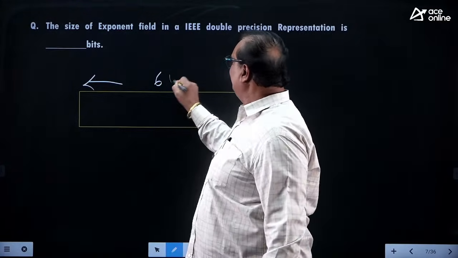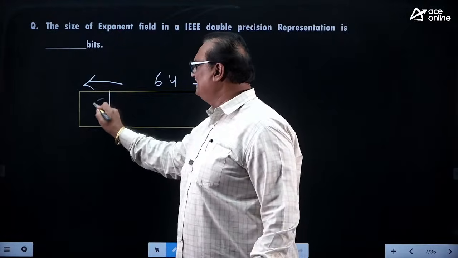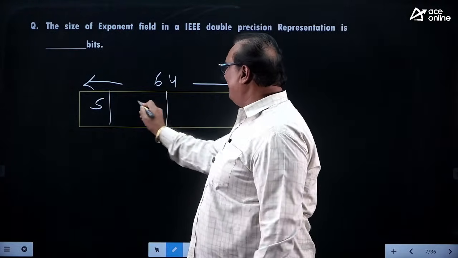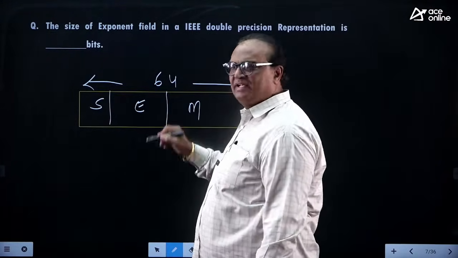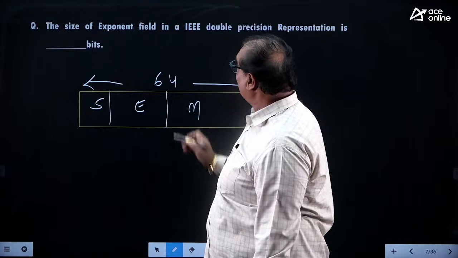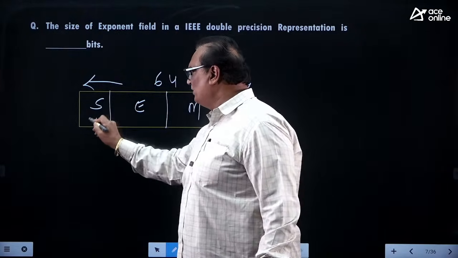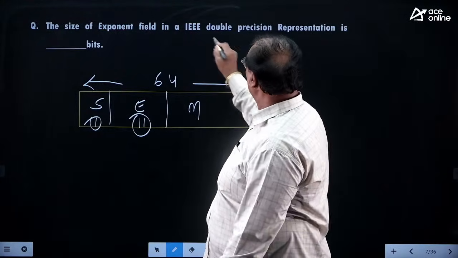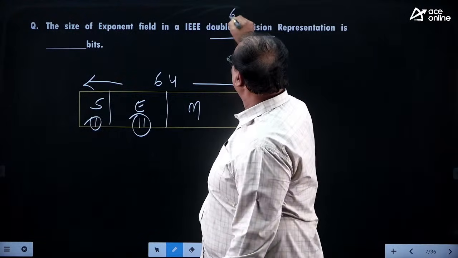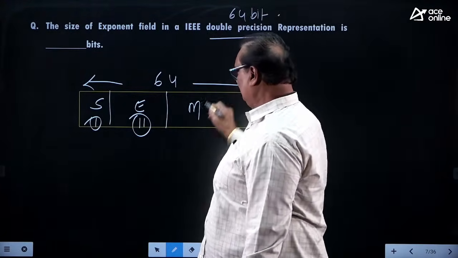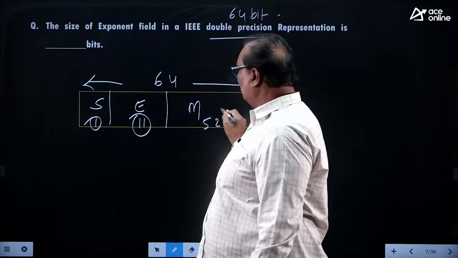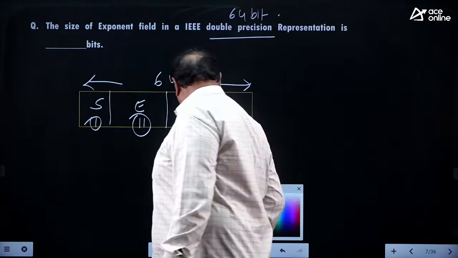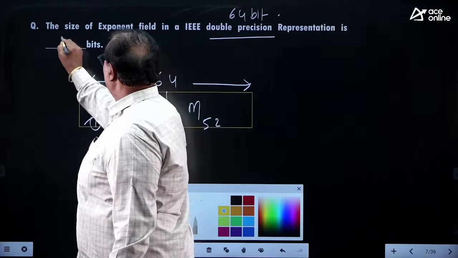In these 64 bits, the MSB is allocated for sign, next biased exponent, next mantissa. He asked the size of the exponent field. 1 bit is allocated for sign, 11 bits are allocated for biased exponent in double precision, and the remaining 52 bits are allocated for mantissa. So for this question, the answer is 11.